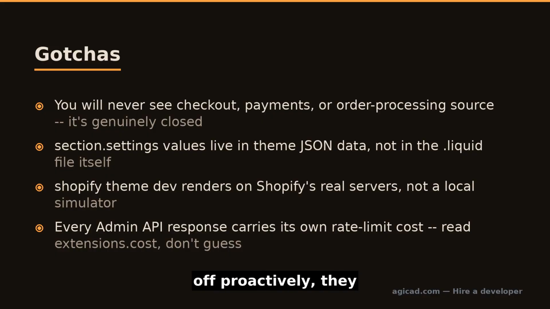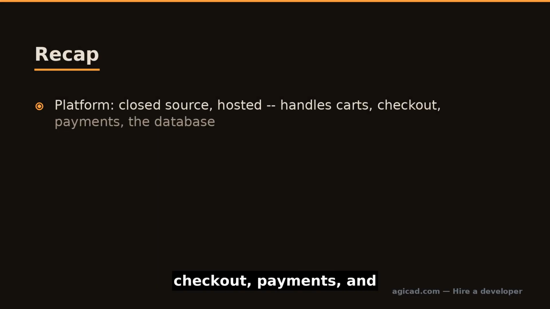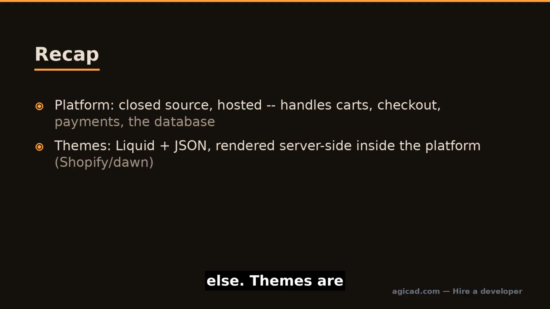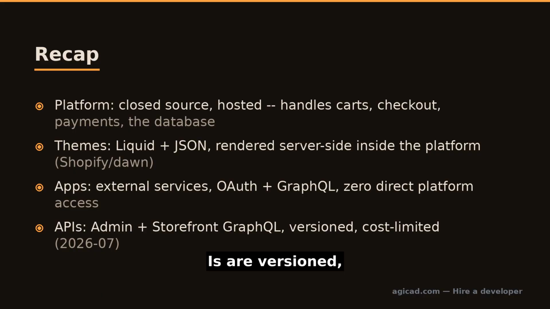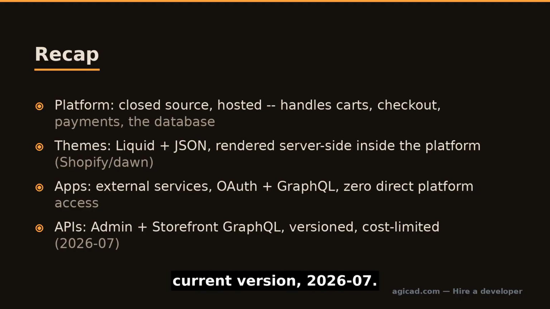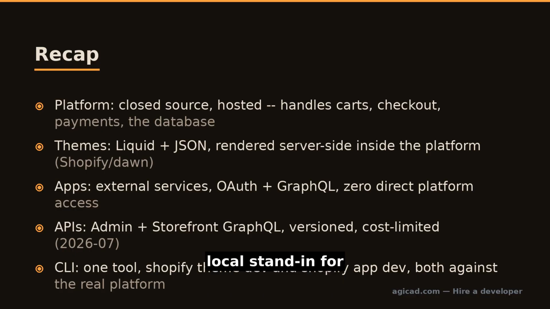Let's pull the whole map together. The platform is closed source, and hosted carts, checkout, payments, and the database live there and nowhere else. Themes are Liquid and JSON, rendered server-side inside that same platform's request cycle, and we opened real Dawn source to prove it. Apps are external services that never touch the platform directly. They authenticate with OAuth and do everything else through an API. The Admin and Storefront GraphQL APIs are versioned, published, and cost-limited, and we just queried the real current version, 2026-07. And the Shopify CLI is one tool that drives both themes and apps against that real platform, not a local stand-in for it. That's the skeleton. Every future episode in this series lives somewhere inside it.